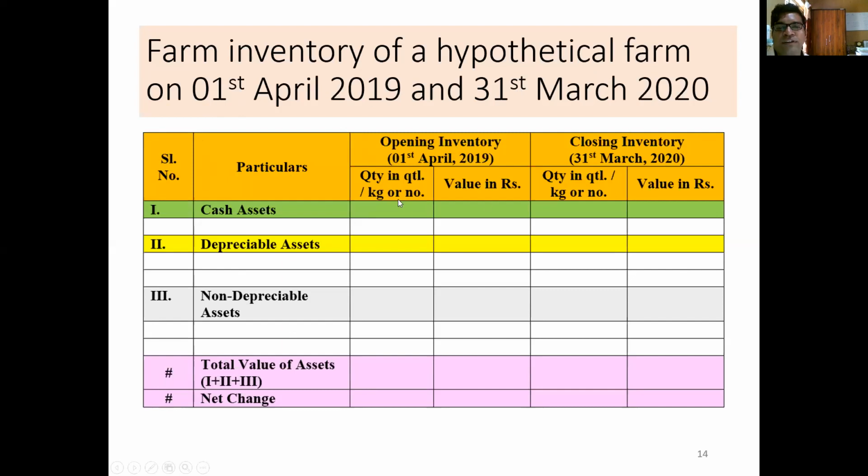So we are dealing with physical quantities, we have value, and then we have the classification of assets: cash assets, depreciable assets, and non-depreciable assets. Non-depreciable assets are the assets which will be consumed or utilized within one time period. And then we have depreciable assets, the assets which will be useful for multiple time periods. And then we have cash assets: cash on hand, time deposits, and the share value of the farmer, which we can include over here. We can mention the quantity and then the value. And then we have the total value of assets. So opening inventory value, closing inventory value, and net change, which is closing inventory minus opening inventory, right? So whether the farmer's condition is very good or not, we can easily find out.